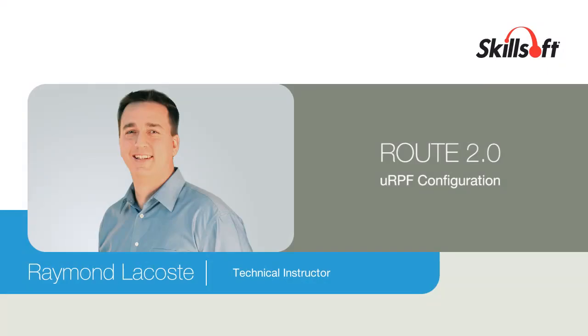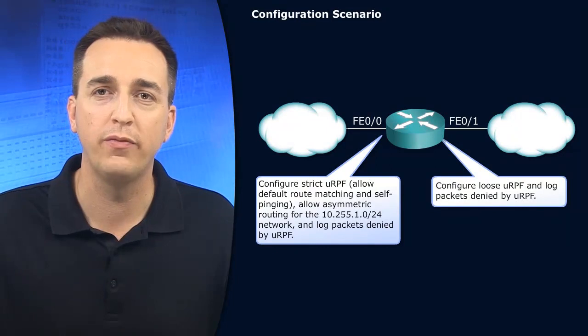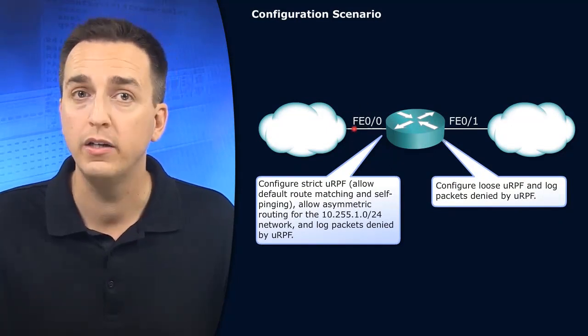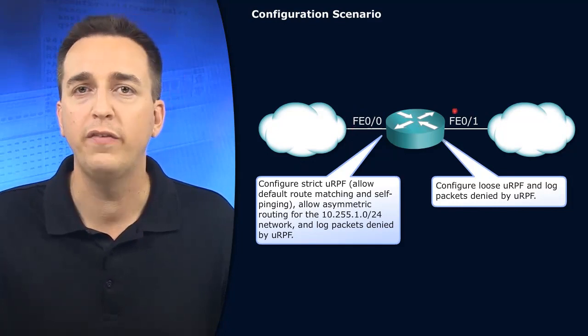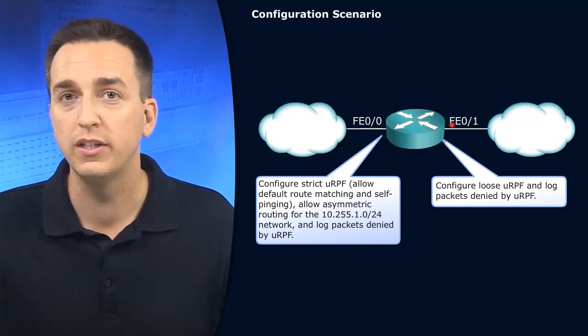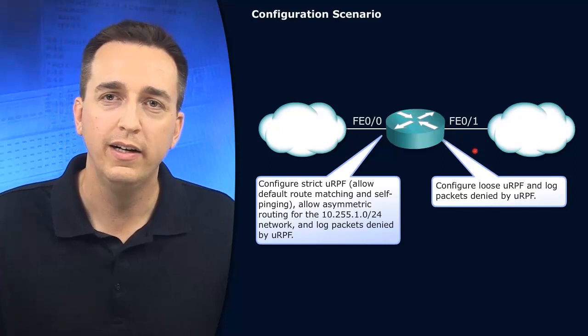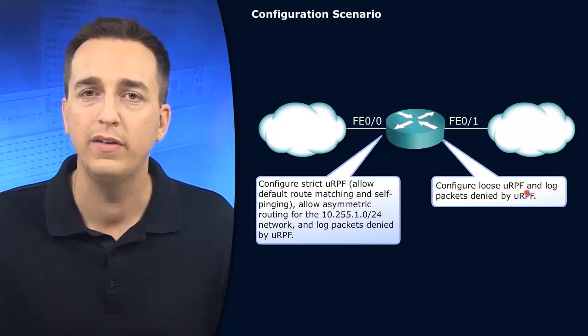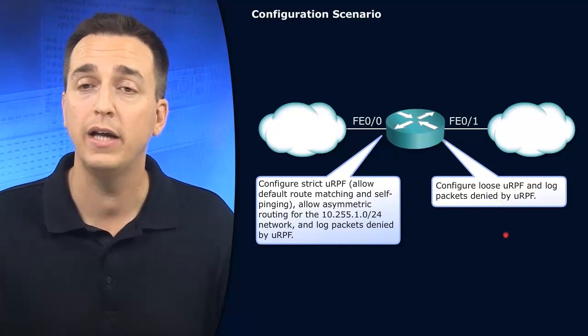Let's examine a sample configuration of unicast reverse path forwarding. What we're going to do is set up strict unicast reverse path forwarding on FastEthernet 0/0, and loose unicast reverse path forwarding on FastEthernet 0/1. So let's start off with FastEthernet 0/1. We're going to configure loose uRPF, and we're going to log packets denied by uRPF.